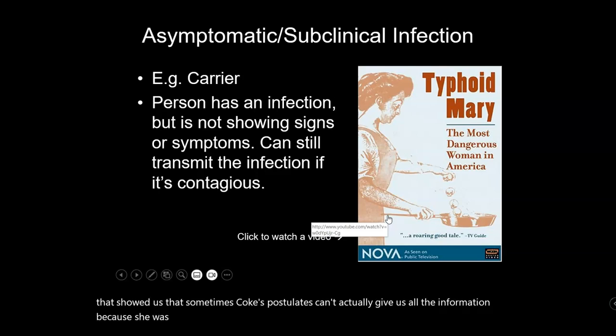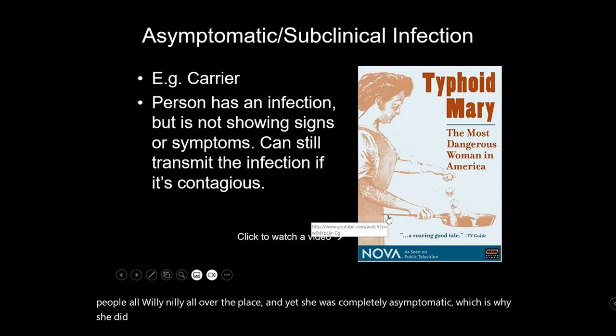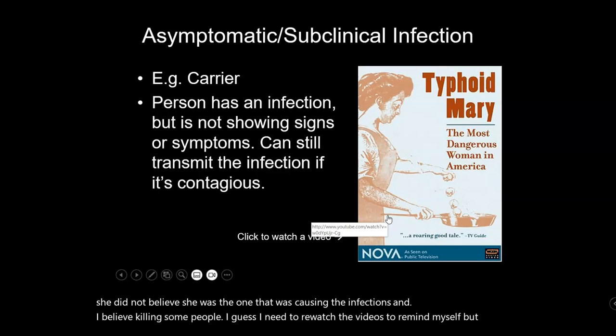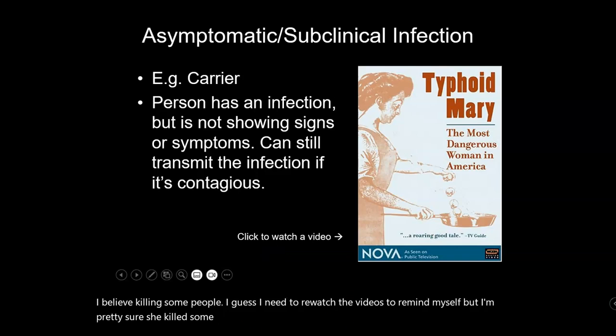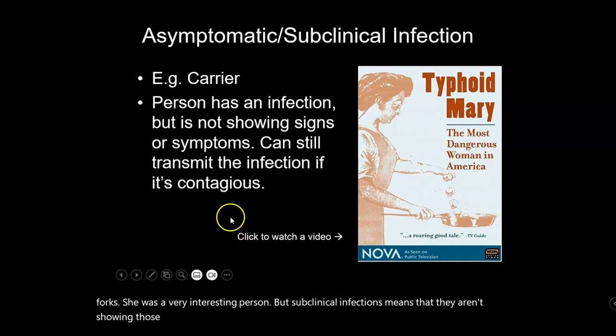colonized by the bacteria that causes typhoid, and she was spreading it to other people all willy-nilly all over the place, and yet she was completely asymptomatic, which is why she did not believe she was the one that was causing the infections and I believe killing some people. I guess I need to rewatch the videos to remind myself, but I'm pretty sure she killed some people. I know she attacked some people with some serving forks. She was a very interesting person, but subclinical infections means that they aren't showing those signs and symptoms, but they could still be contagious and spreading that infection.